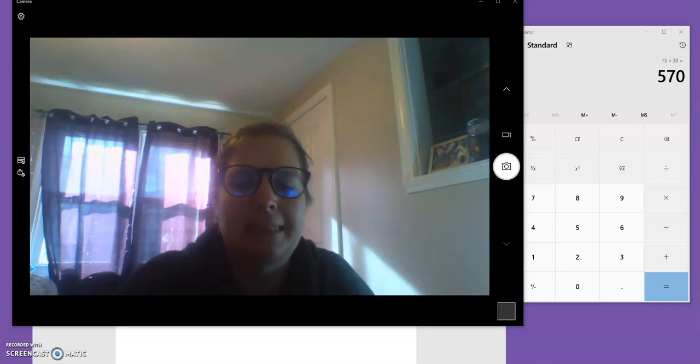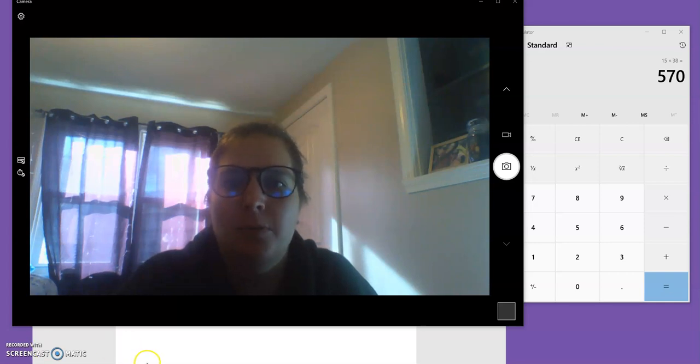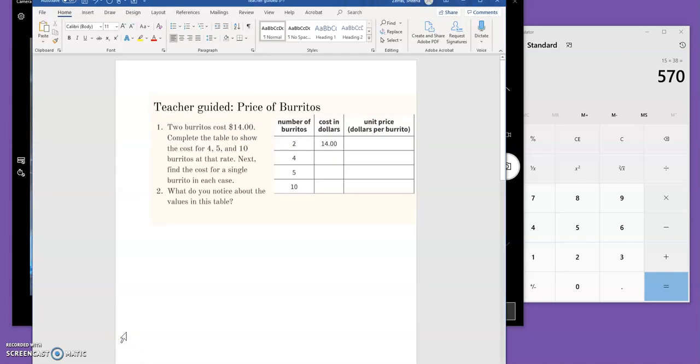In Unit 3, Lesson 7, we are going to use our knowledge of unit rates to complete a ratio table. Teacher guided problem number 1. The price of burritos. 2 burritos cost $14. We're going to complete the table to show the cost for 4, 5, and 10 burritos at that rate.